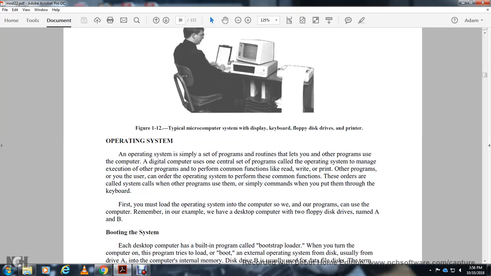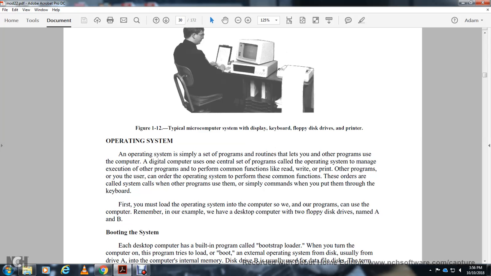The operating system is a set of program routines that controls the computer and lets you run other programs. The operating system executes programs to perform common functions such as read, write, and print. Other programs use the operating system to perform these common functions through system calls, while users give simple commands through the keyboard.